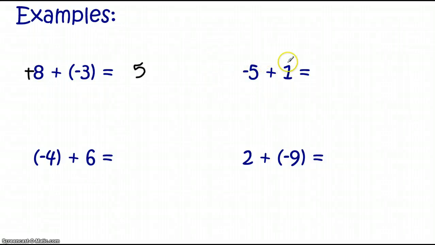Here we have different signs, so we're actually going to take the 1 away from the 5, which makes 4, and the bigger absolute value has a negative attached with it, so it's going to be -4. -4 plus 6, take the 4 away from the 6, and that gives me 2, and I take the sign of the bigger number, so the +6 is the bigger value, so that would be +2. And our last one, 2 plus -9 would make -7. I subtract 2 from 9, and I take the sign of the 9.